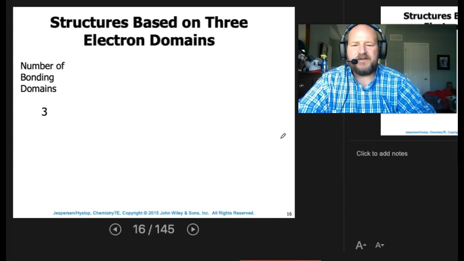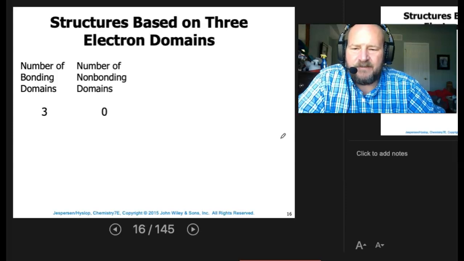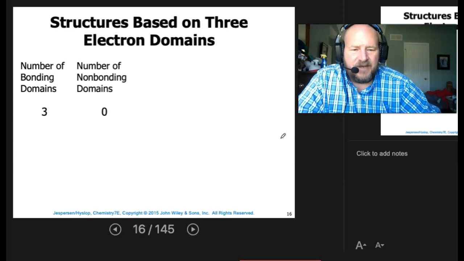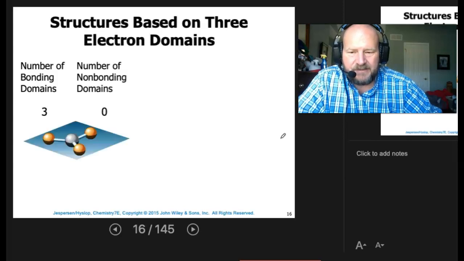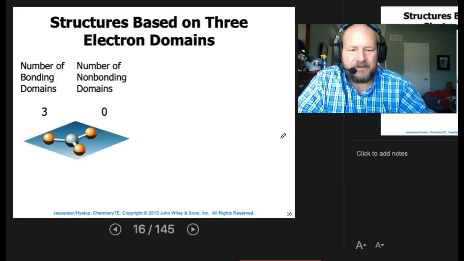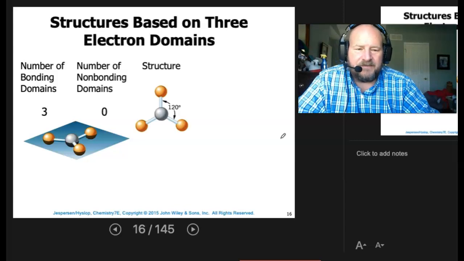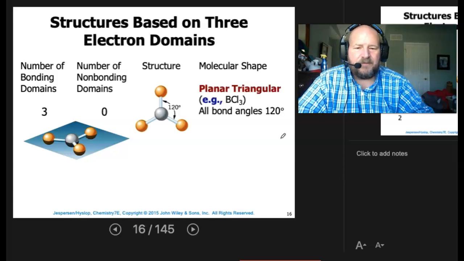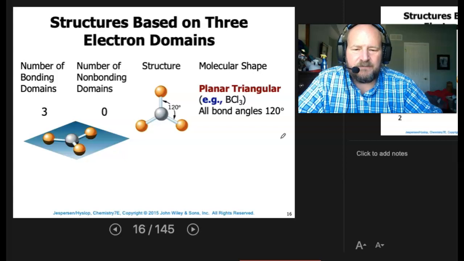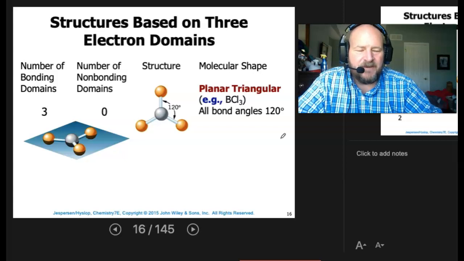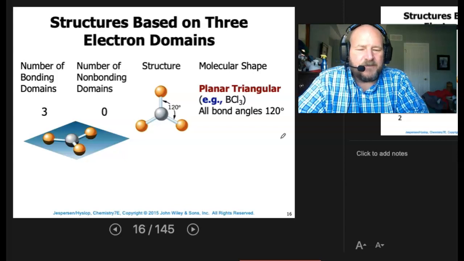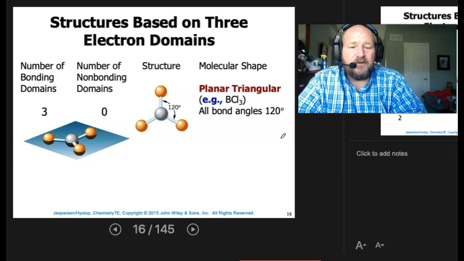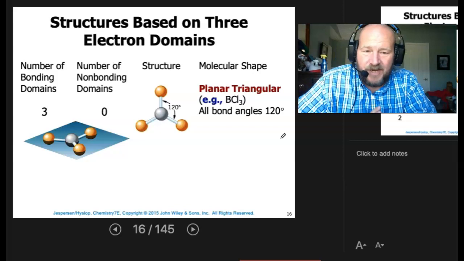So structures based on 3 electron domains then. If we have 3 electron domains, but there are no non-bonding domains. So in other words, it's going to look something like that. It's going to have 120 degrees. We call that planar triangular. So remember, if I only have two bonding domains, then I only have two options. Okay, it's going to be linear or it's going to be bent. Those are your only options.